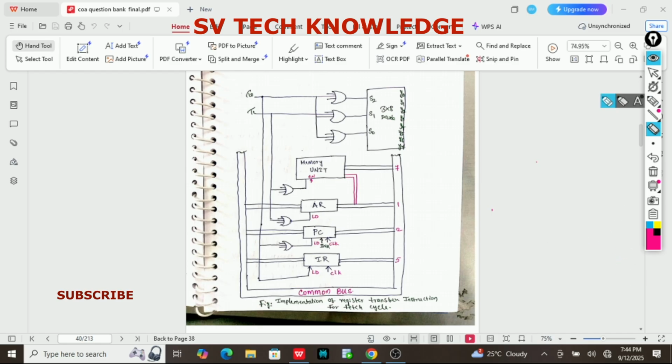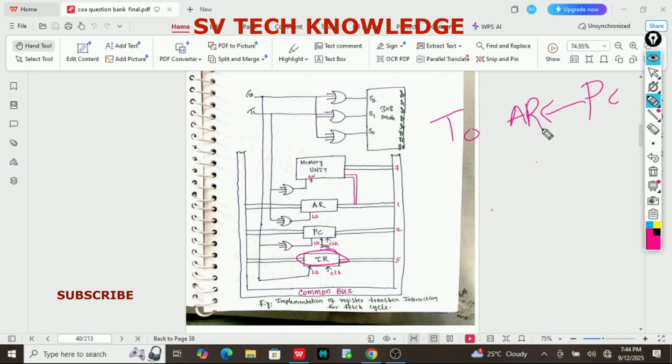Now the data is in the instruction register, which is 16 bits in length. Just now I said what happens at time T0: the contents of PC are placed into AR.